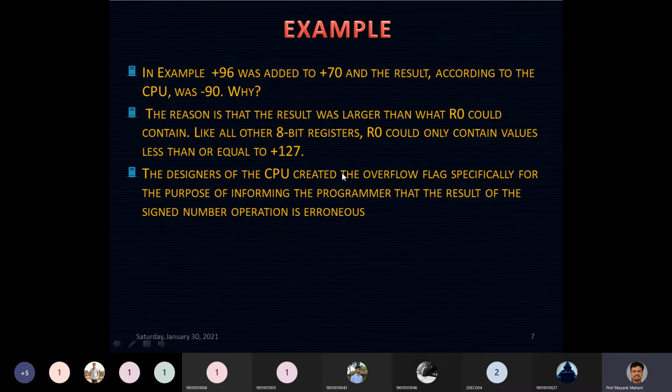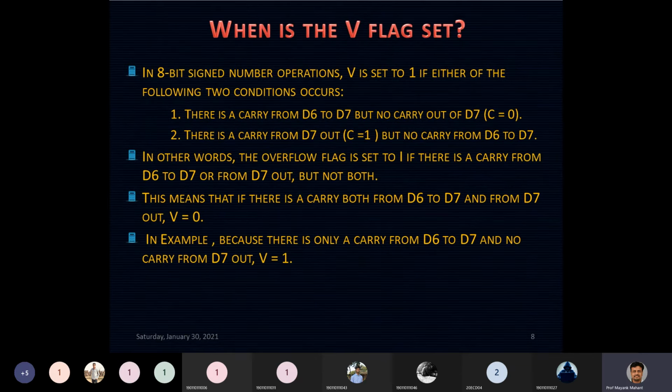Now we can understand the role of the V flag. We already talked about the C flag. We check the C flag when we are considering unsigned numbers. But when we are talking about signed numbers, we must check the V flag. If the V flag equals 0, the result is correct; if the V flag equals 1, there is an error.